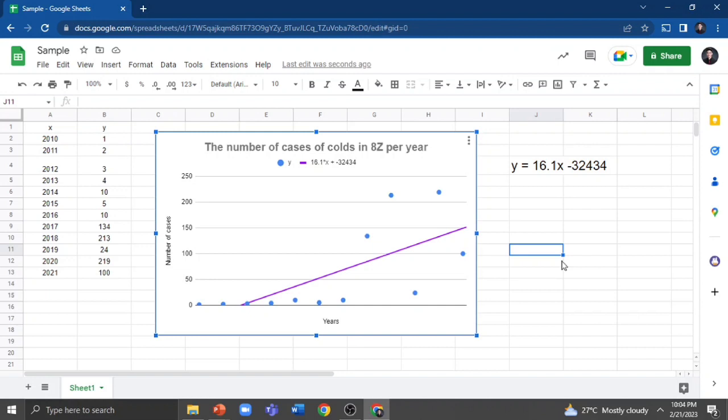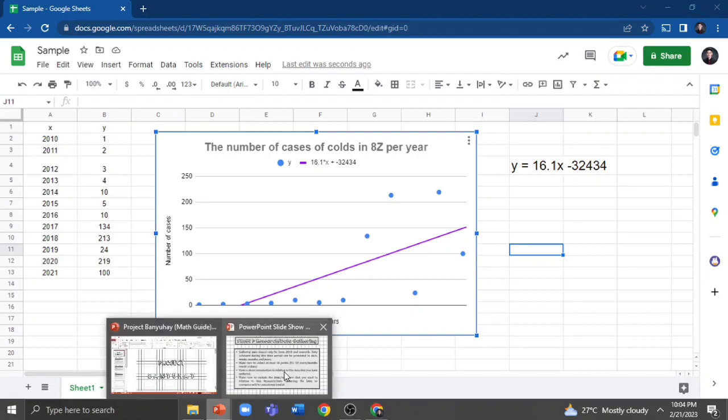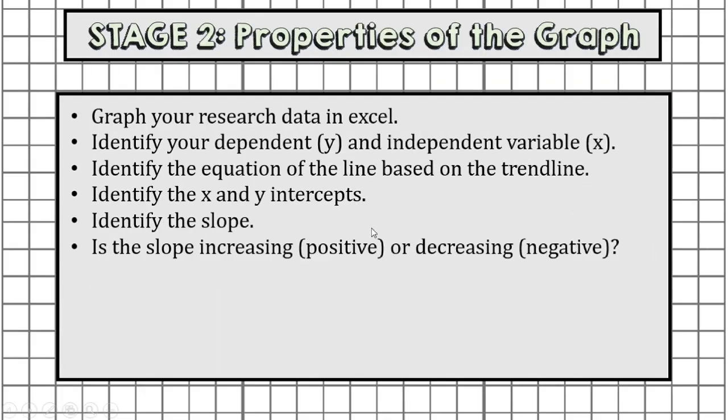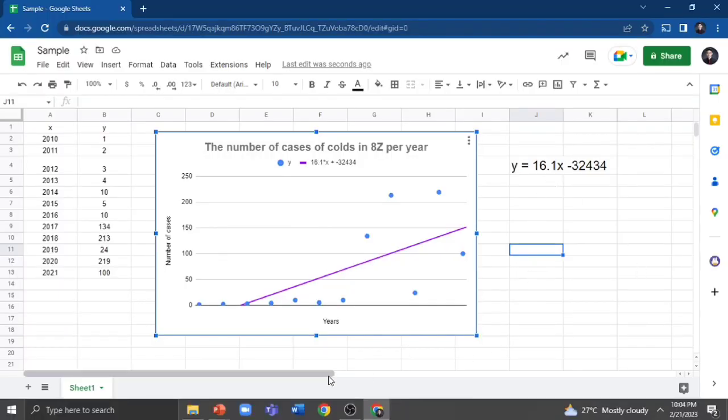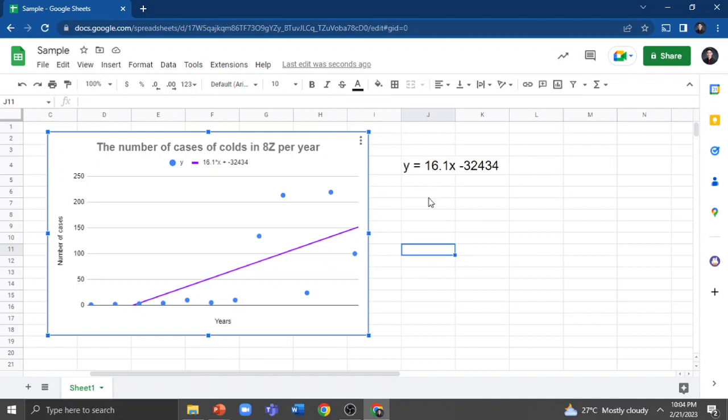So basically, using the trend line, we can notice something. In that case, we have to go back to what it is that we're looking for in stage 2. Of course, we have to graph first our data in Excel, followed by identifying our dependent and independent variable. After that, we're going to identify the equation of the line, identify the x and y intercepts, the slope, and then if it's increasing or decreasing. So doing that, let's go back to our thing here. We can use the entire thing for the Google Sheets because stage 3 is the final part. That's where you put it in your brochure.